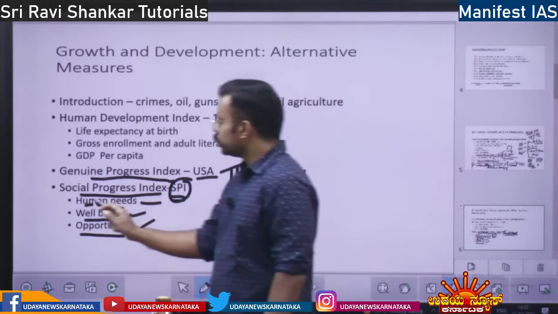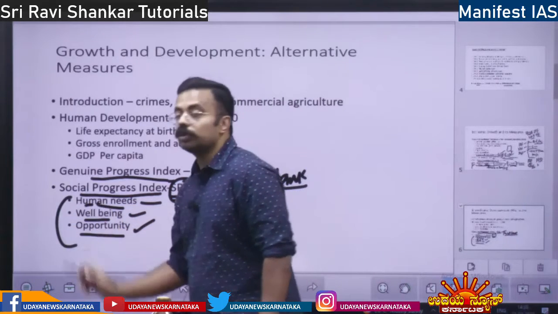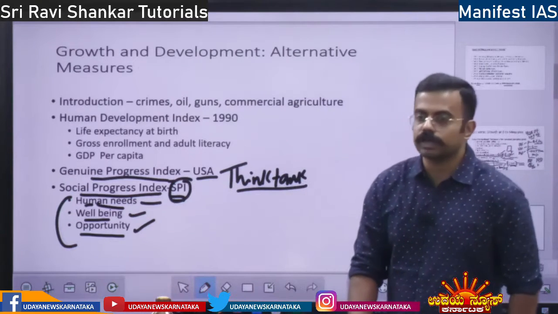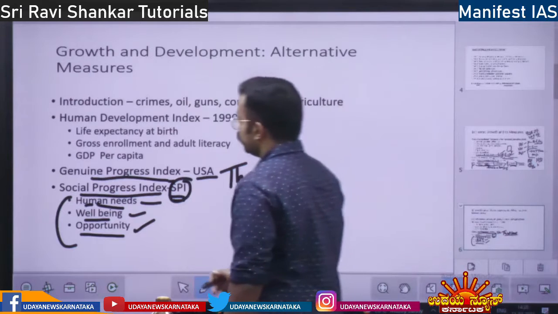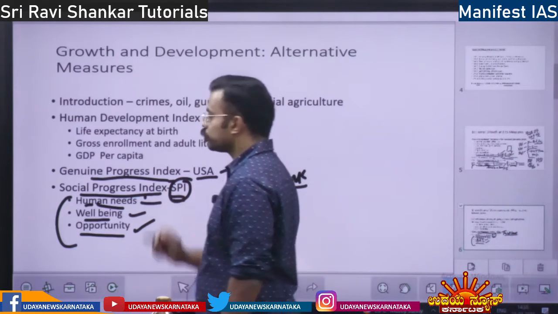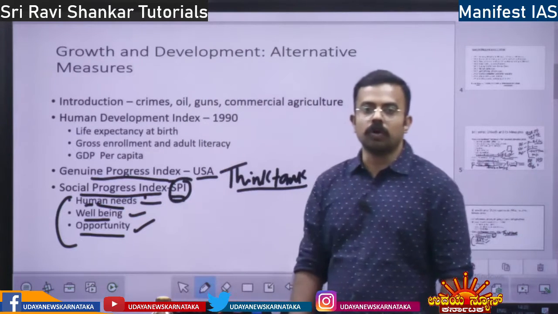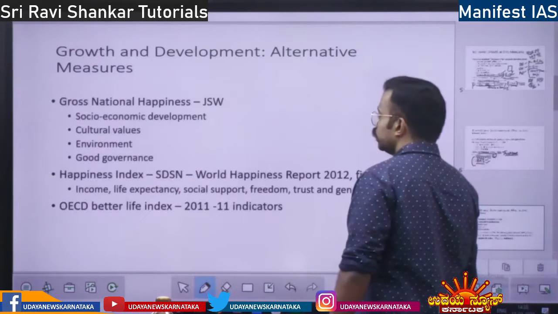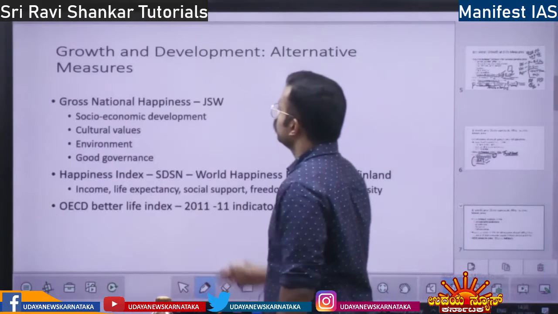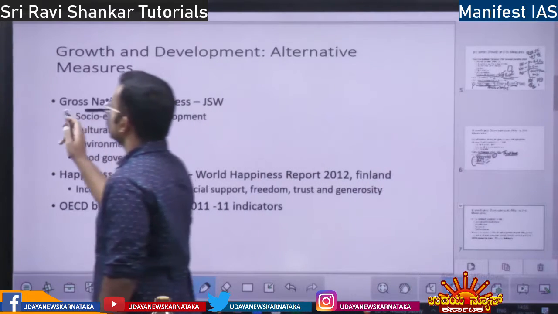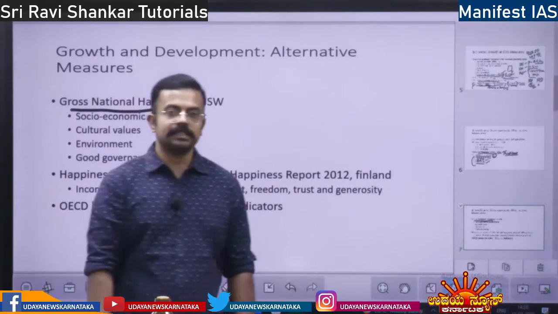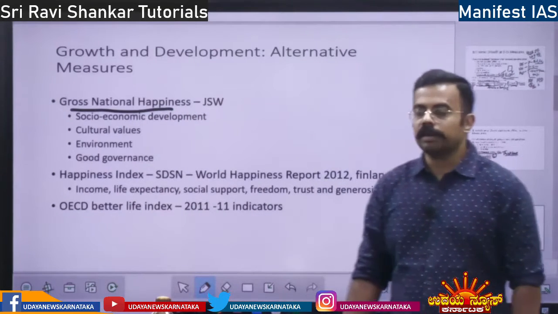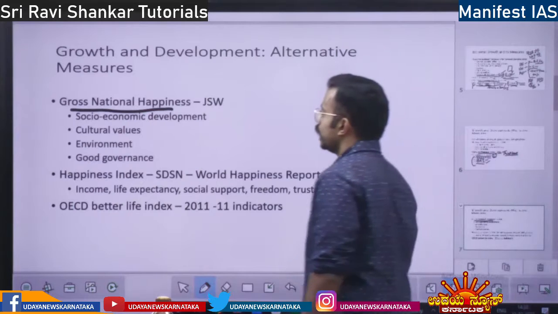If these three are there, then there is a good Social Progress Index. The score, the rank in the Social Progress Index is high. If these three things are low, then the Social Progress Index is low. Clear? Okay. So next we have Gross National Happiness. Which country measures Gross National Happiness? Measured by Bhutan. Bhutan measures Gross National Happiness.